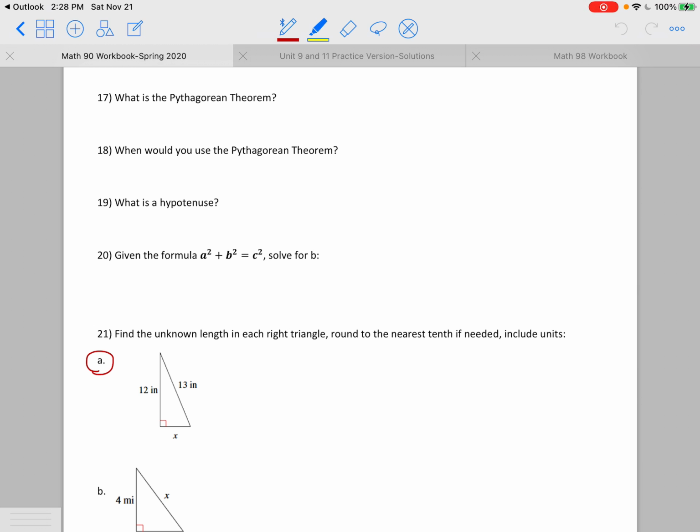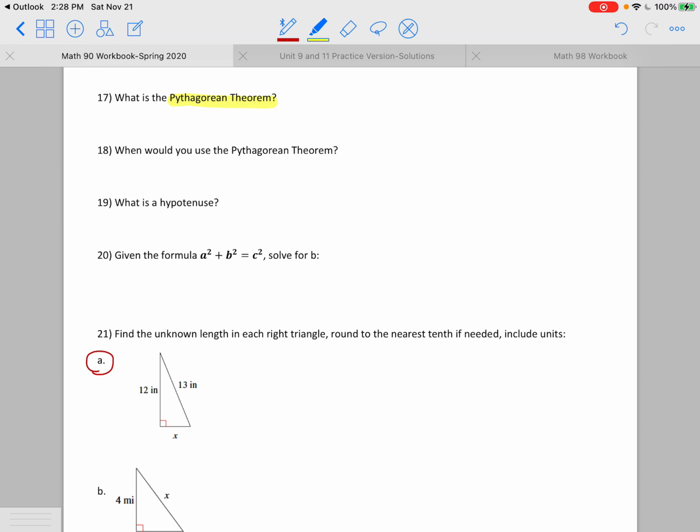This time we're going to be talking about Pythagorean Theorem. This is actually on your worksheet number 19 toward the back section. So let's just get into some of the questions here on your worksheet.